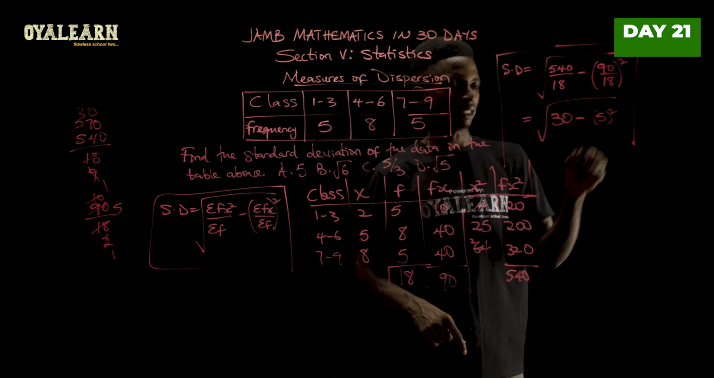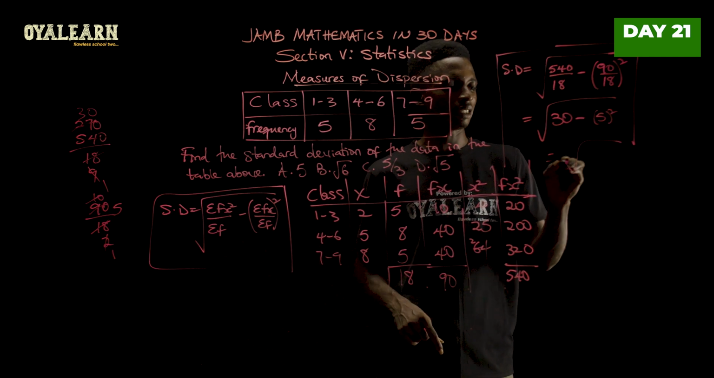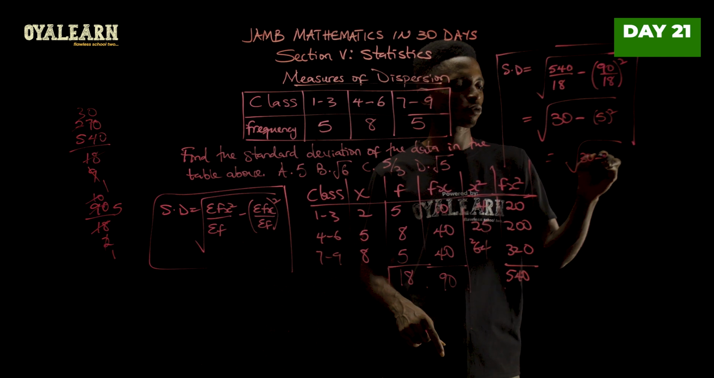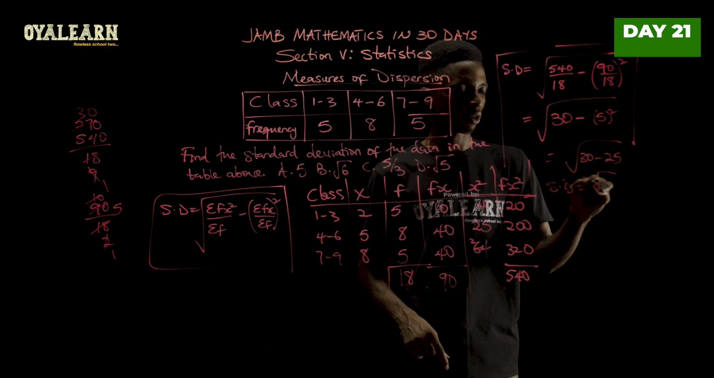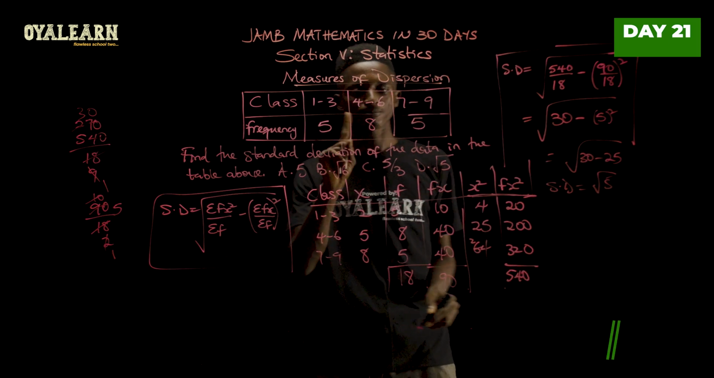5 squared. So what we have now is 30 minus 5 squared, which will give us 25. So our standard deviation is square root of 5.